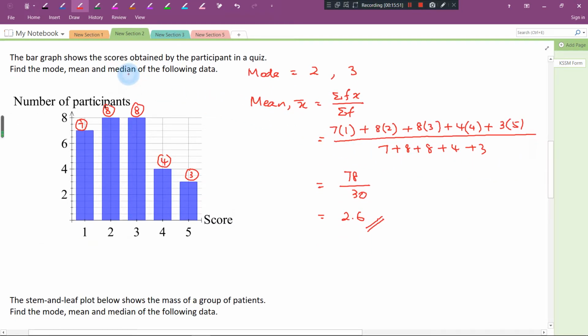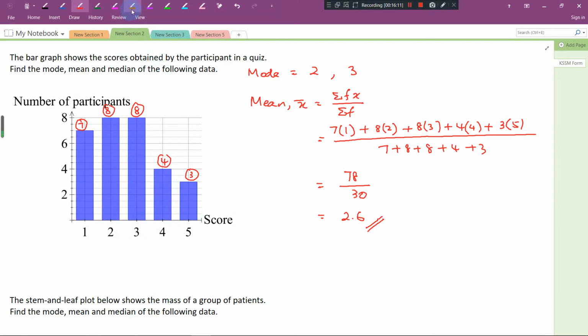Before we determine the median, make sure the data is already arranged nicely for you. Normally if a question gives you a data representation like a pie chart, bar graph, or line graph, it will be already arranged nicely for you in ascending order, from the smallest to the largest.